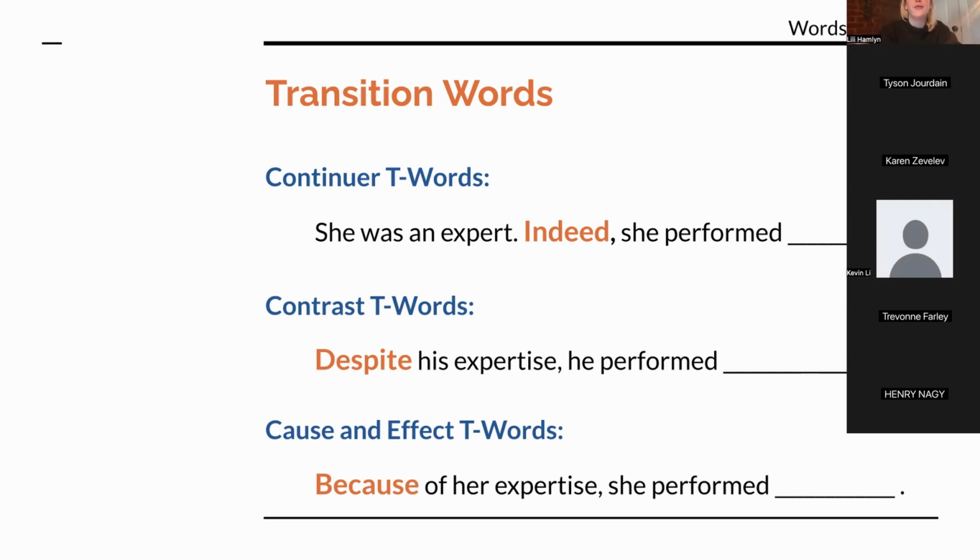So if we have that this person was an expert, and we have a continuation word like indeed, a contrast word like despite, or a cause and effect word like because, we can anticipate what kind of word it will be. With a continuation, like indeed, we'd think, oh, she performed exquisitely. Contrast, like despite the expertise, he performed miserably. Or because of her expertise, she performed adroitly.